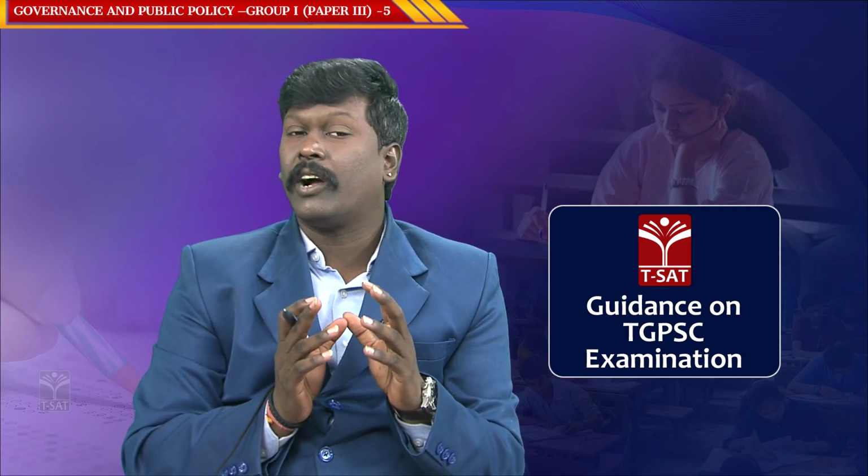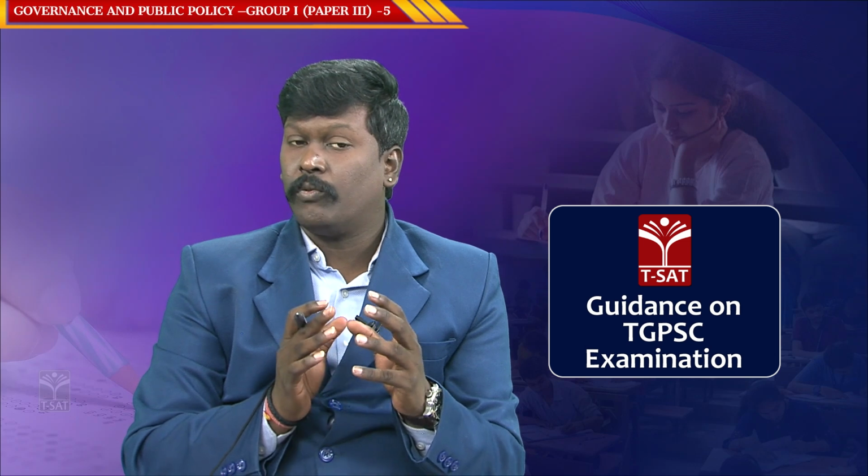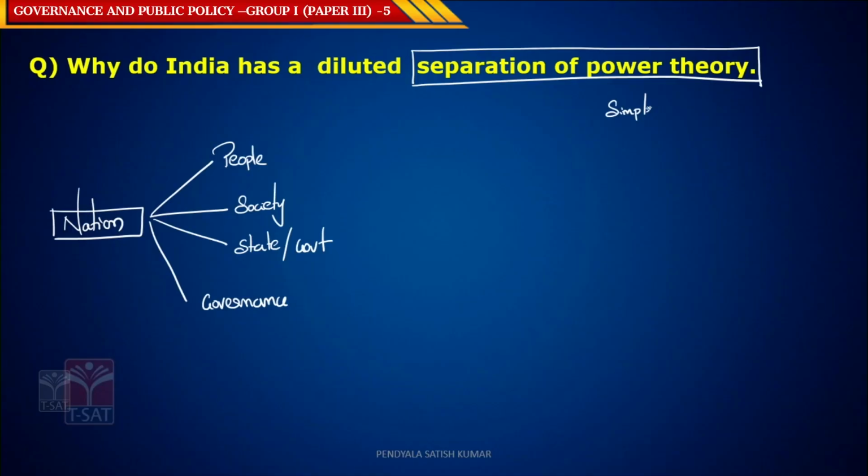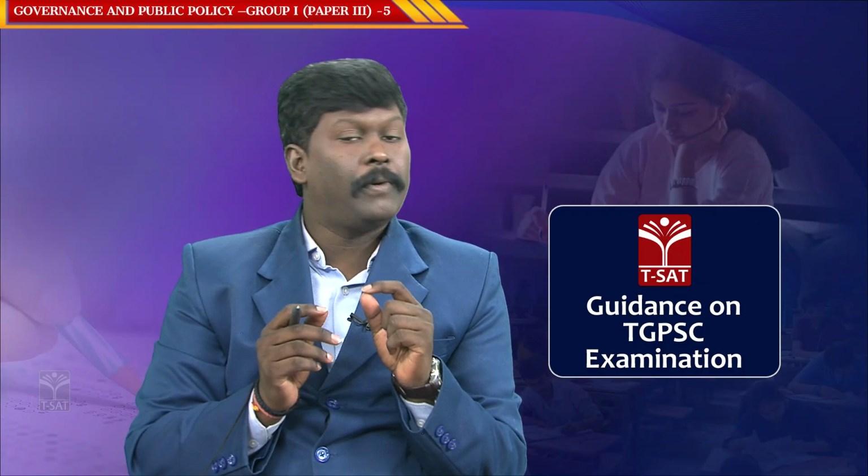But the problem is we are almost 140 crore people, a 140 crore country. How can a single state govern 140 crore people? The administration will not be effective. To make the administration simple, effective, efficient, the separation of powers theory was adopted.